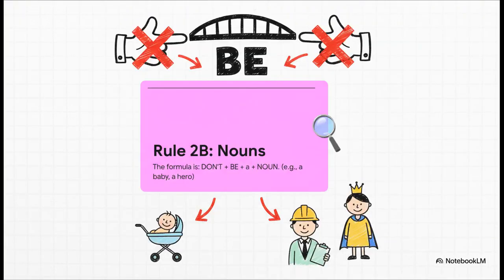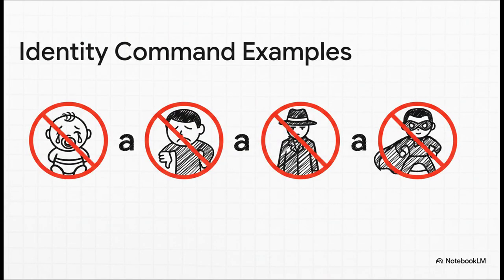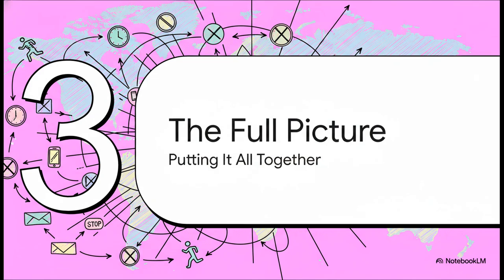But wait, there's more. The be bridge has another really important job. It also connects "don't" when you're using a noun, a word that gives someone a label or an identity. For instance, don't be a baby, don't be a loser, don't be a stranger, or even something like don't be a hero. And notice that little but super important word "a" that usually pops up right before the noun. Don't forget that one.